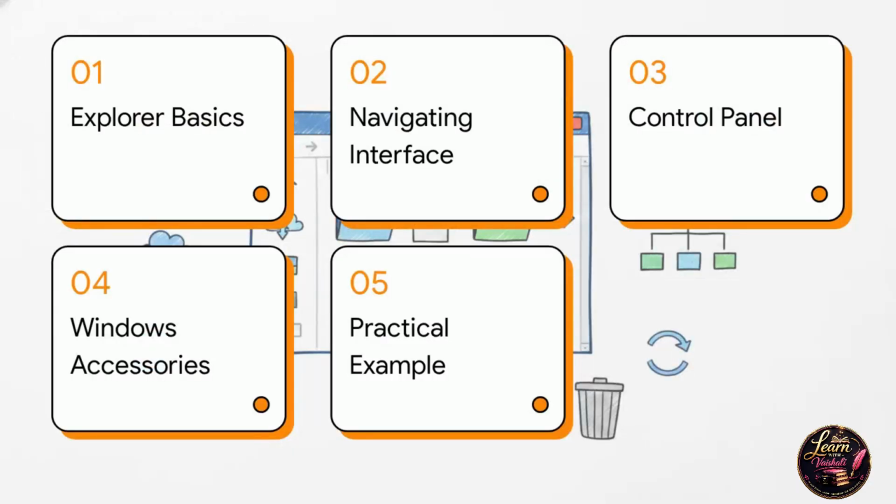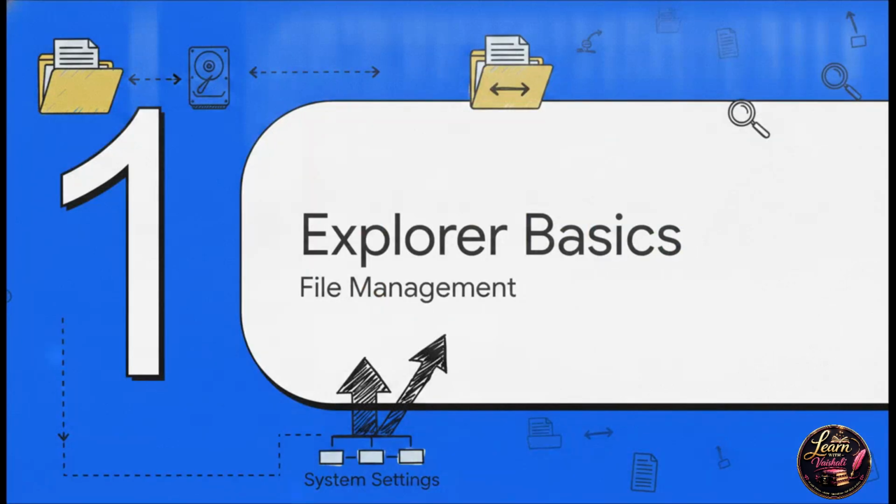So, here is our roadmap for today. 1. We'll cover Windows Explorer basics. 2. Navigating the interface. 3. The control panel settings. 4. Helpful Windows accessories. And 5. We'll wrap it up with the college assignment example, to put it all into perspective. Let's kick things off with Section 1, Windows Explorer Basics.